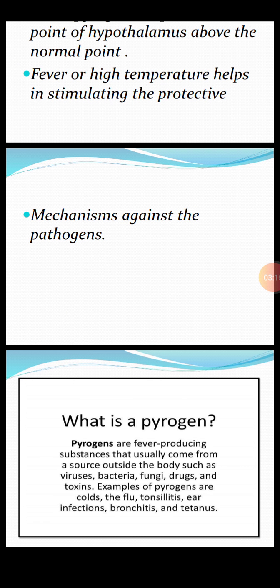Now, what is a pyrogen? Pyrogens are fever-producing substances that usually come from a source outside the body, like viruses, bacteria, fungi, drugs, and toxins, harmful substances. Examples of pyrogens are cold, flu, ear infections, bronchitis, and tetanus diseases.